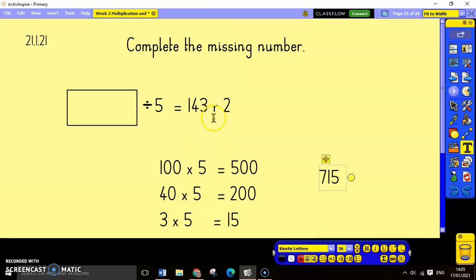But I can see I've got a remainder of 2. I've got 2 left over. So I think what I've got to do here is add that 2 onto 715 to get 717. I think the answer to go in here, the missing number, is 717. You could always check it now by trying to solve it using chunking to see if you get the solution as 143 remainder 2, but I think that's how we would do that type of question.